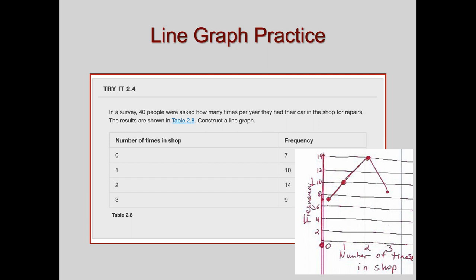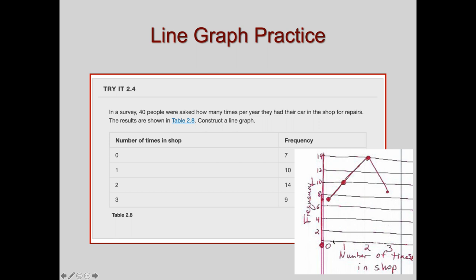There's your correct answer. Notice I have the axes labeled. I have the scales drawn on. I do not extend the lines to 0. And then I mark the points and put them in there. Okay? Pretty straightforward, I think. Next up, when I say axes labeled, that's with frequency and number of times in the shop. And here's the points plotted. 0 went with 7. 1 went with 10. 2 with 14. And 3 with 9.